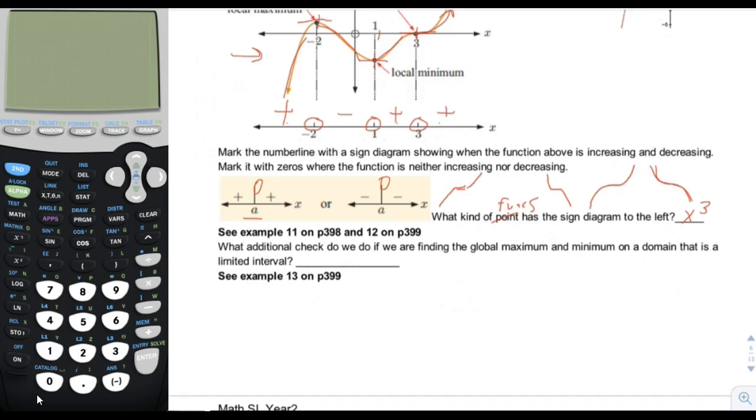What additional check do we have if we are finding global maximum, global minimum on a domain that is a limited interval? Okay, remember what I said before. Global maximum, global minimums, you have to check all the local maximum, local minimums to see which one is the global maximum, global minimum, the highest maximum, the lowest minimum. But you also need to check the endpoints. So you check the endpoints. Okay? And if you check the endpoints, then you've really made a complete check to find global maximum, global minimum. And that's it for this page.